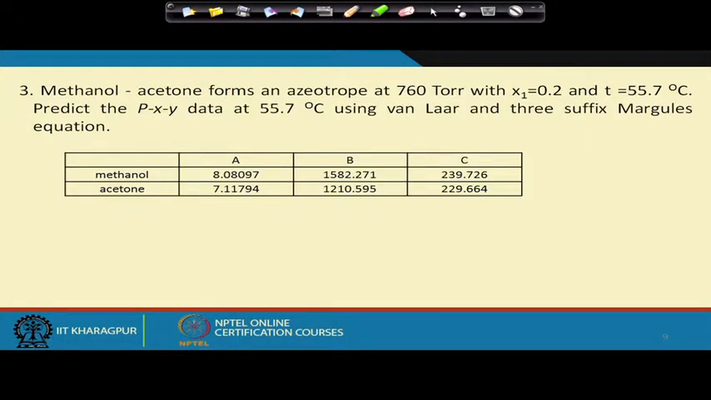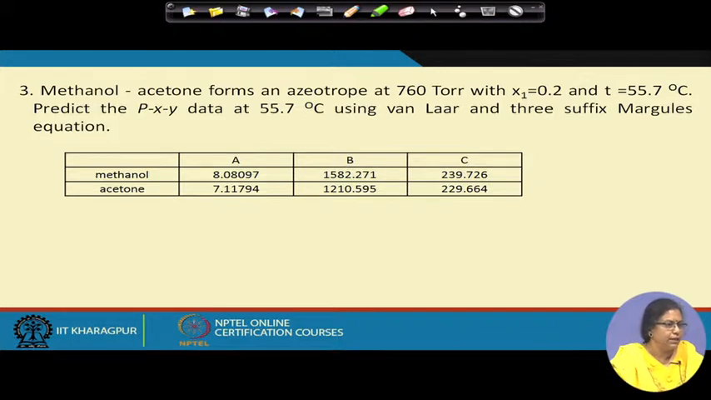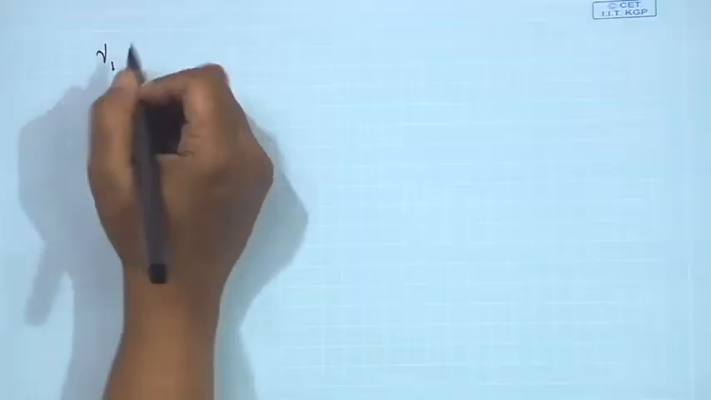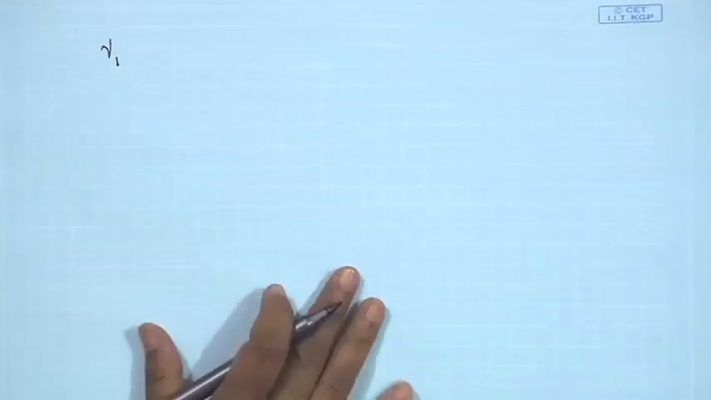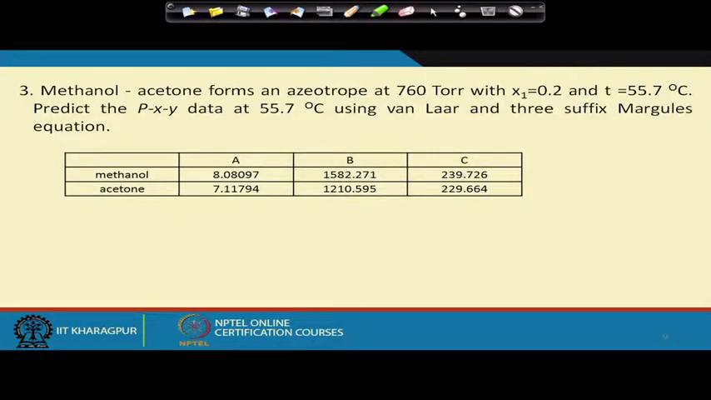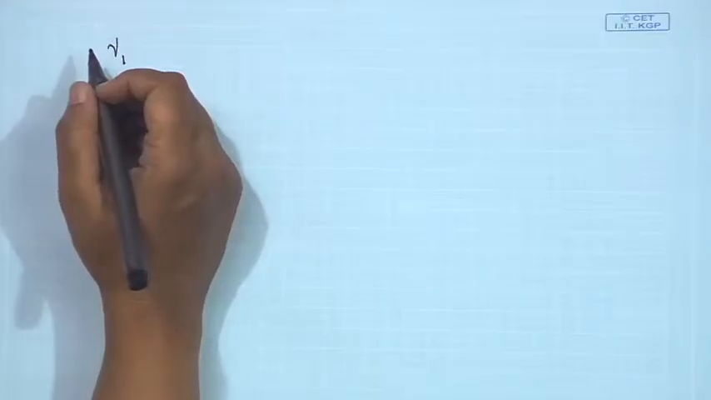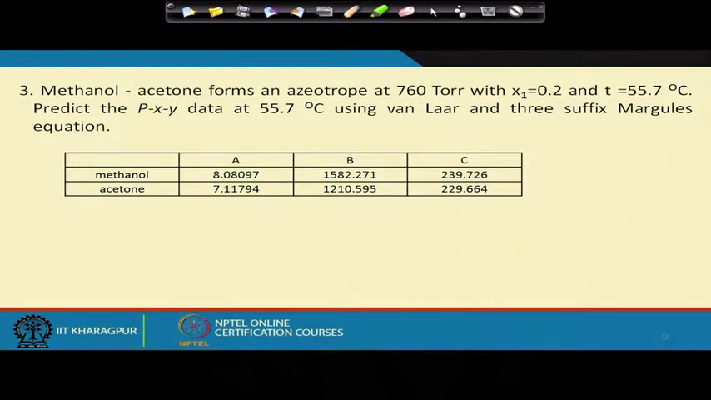Methanol acetone. We know that it forms an azeotrope at 760 torr with x1 equals 0.2 and T equals 55.7 degrees centigrade. It is given here. We are required to predict the PXY data under this condition. What are we supposed to do under this particular condition? We can find out the P1 saturated and the P2 saturated, and we can find out gamma 1 and gamma 2 for this particular case, is it not?